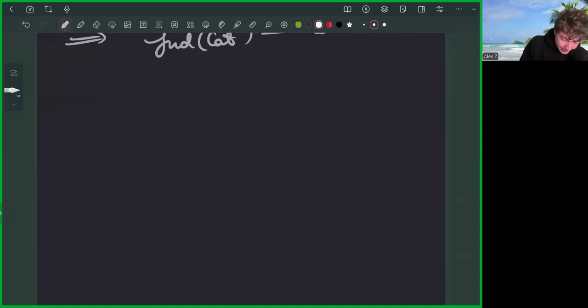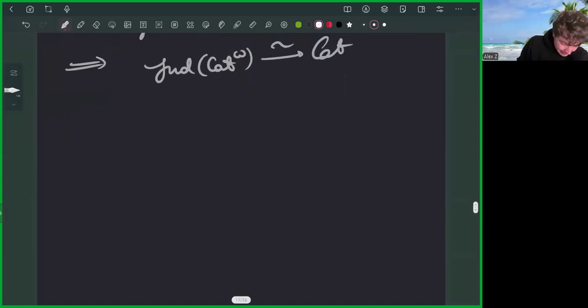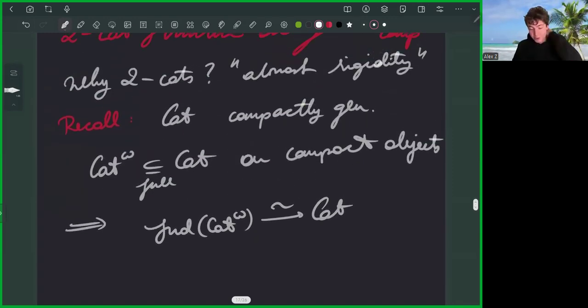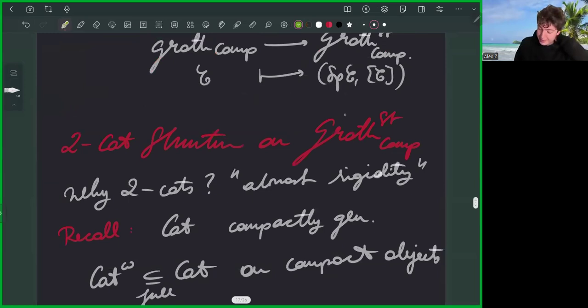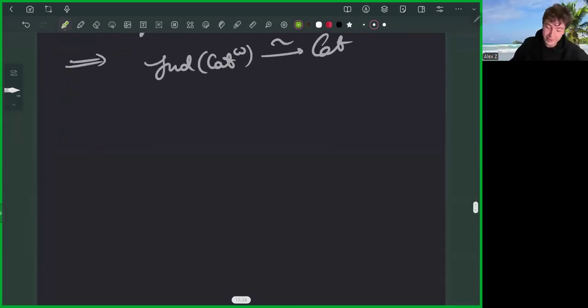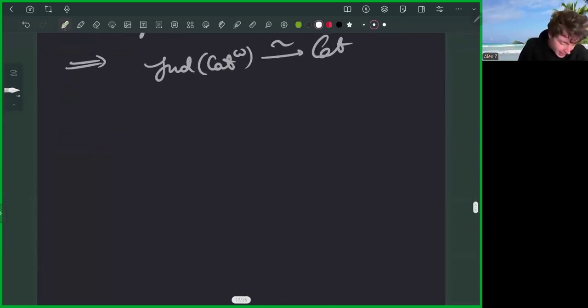What we want to do is realize this thing here as a two category, and in particular we also want to realize Groth as a two category and Groth ST and all the variants that we had so far. We want to have them all as two categories, just in case. So there will be lots of two categories.